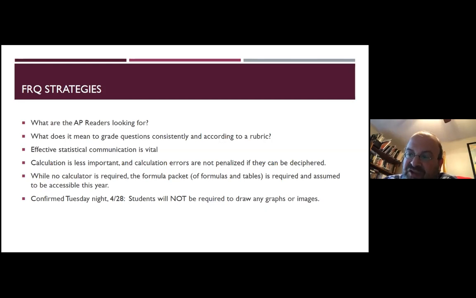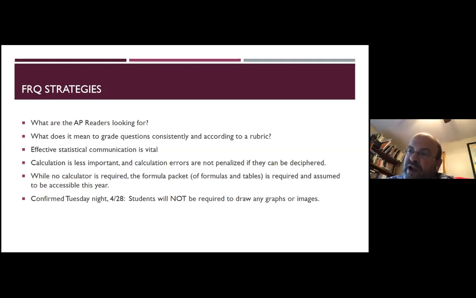We all guessed this. We thought this was the direction that the AP was going to go. But last night, Trevor Packard confirmed absolutely no drawing. So that will help guide us in terms of what we should be preparing while we are at home and have very limited time with our teachers. I'm only seeing my students 2 weeks.